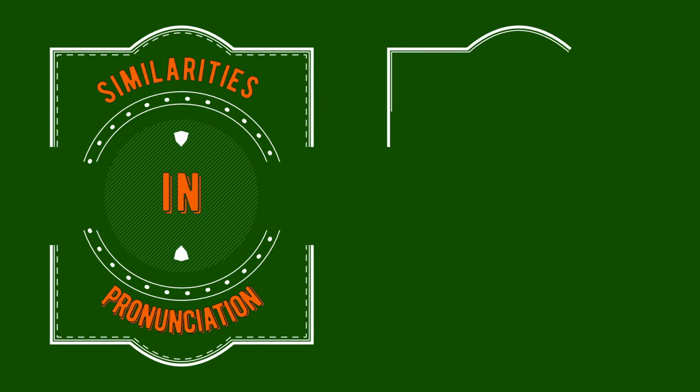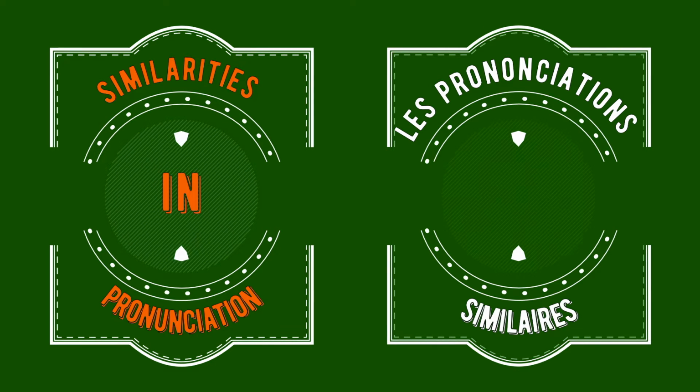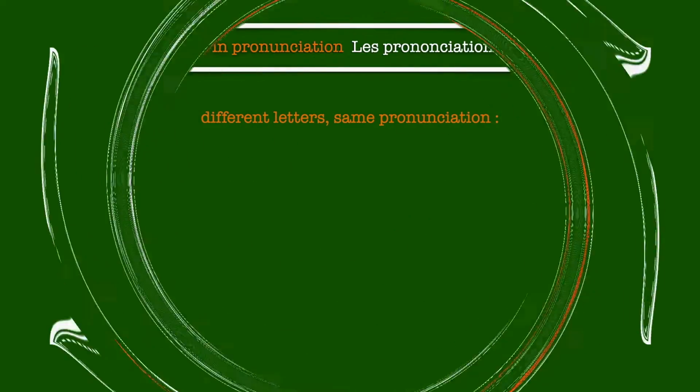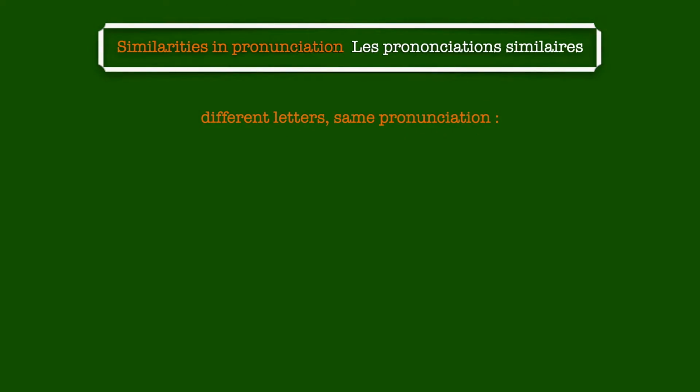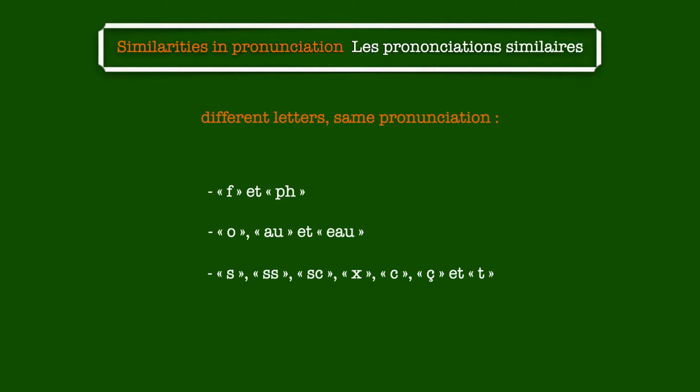Now, we are going to see the opposite of what we saw previously, which is the similarities in pronunciation. You are going to learn 3 different cases, where there are different letters, but with the same pronunciation. We will start with the F sound, and after the O sound, and finally the S sound.